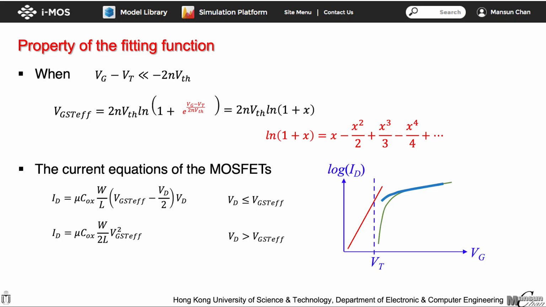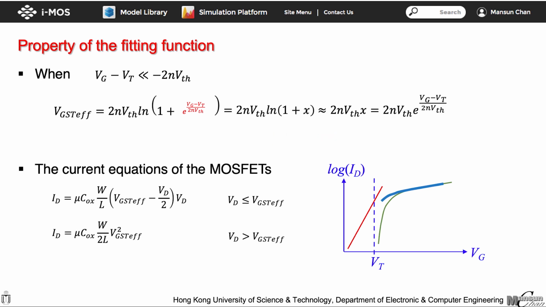Assuming x is very small, we can ignore all the second-order terms onward, and we will have the natural log of 1 plus x approximately just equal to x. Putting it back into the original equation, we will have VGST effective equal to the expression given here, with an exponential dependent on Vg. In the subthreshold region, VGST effective will be very small, and it is most probable to have Vd larger than VGST effective.